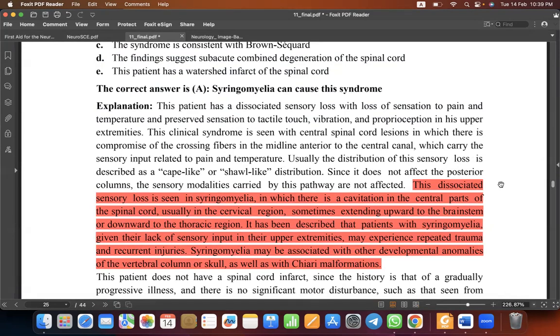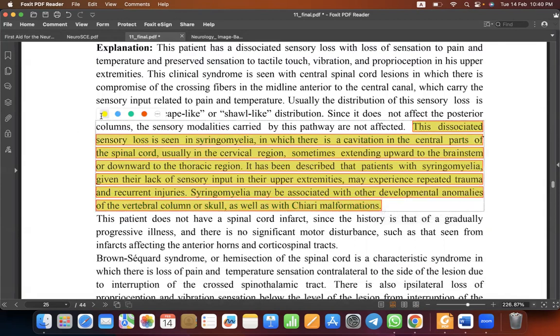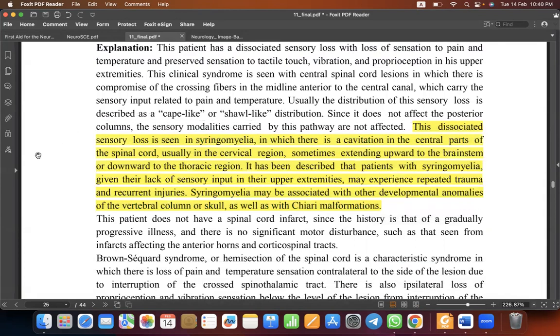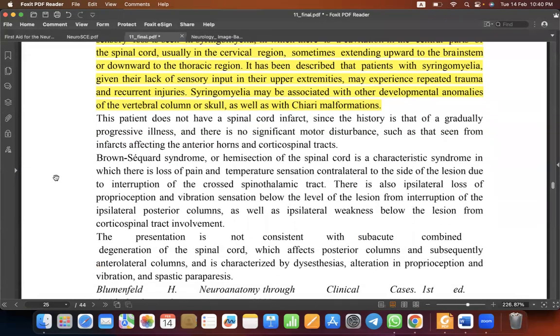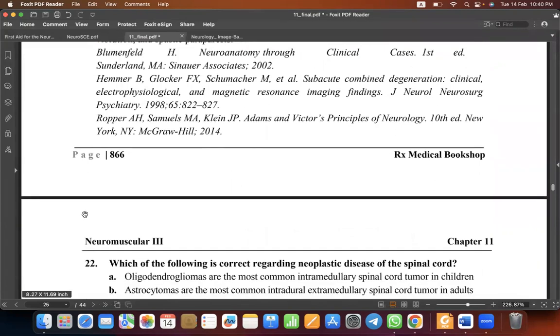Okay, in syringomyelia, the cavitation involves, as you can see, the central part of the spinal cord, particularly the cervical region, and can extend upward to the brainstem. If there is upward extension, that could be syringobulbia. We should remember that syringomyelia can occur with Chiari malformation. It could not be explained by Brown-Sequard syndrome, by subacute combined degeneration, or by other conditions.